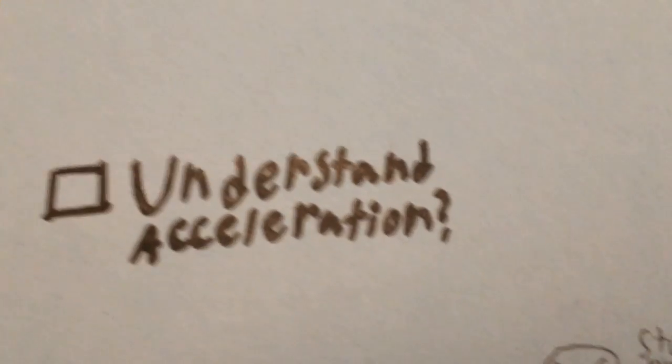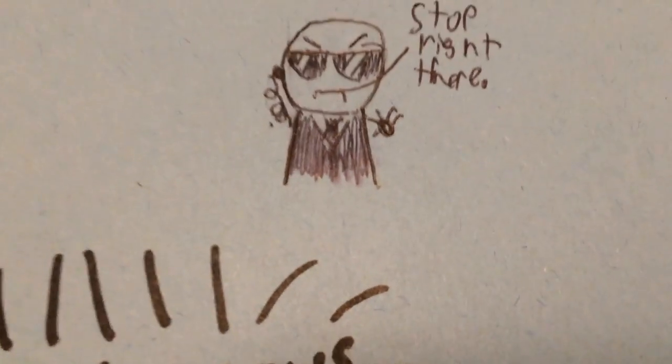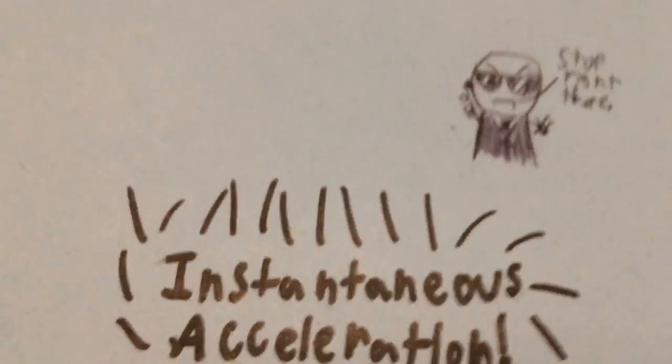But what if I told you there was another type of acceleration, one the government doesn't want you to know about? If they find out I'm telling you this, my goose is cooked, but the truth needs to get out. This other type of acceleration is called instantaneous acceleration.